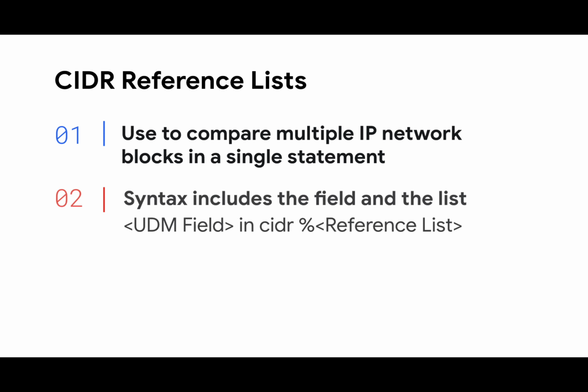During our demonstration, we highlighted how we can use a CIDR reference list to detect IP addresses with a broader network block without having to specify every IP address in a range or using a large OR statement. The syntax for this is UDM field followed by in, CIDR, a %, and the list name. This syntax can also be used in search, and these reference lists can be reused in multiple rules, making them nice and portable. CIDR reference lists can be used for both IPv4 and IPv6 lists, depending upon your needs.